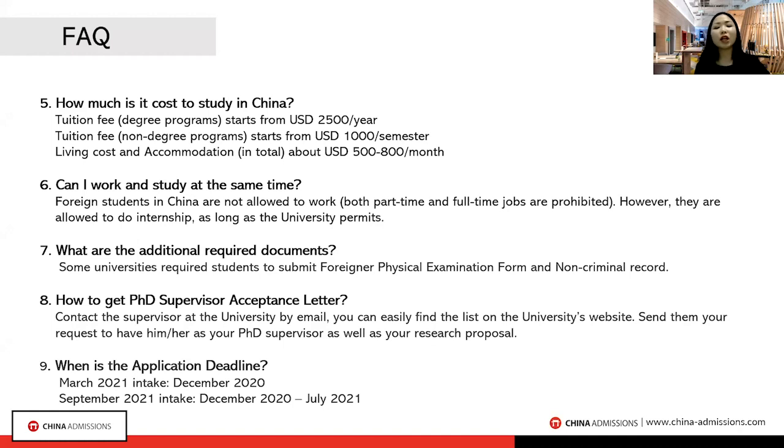And for the living cost and accommodation in total, it will cost you about 500 to 800 US dollars per month. Again, it depends on the location where you live. If you choose to study in Beijing or Shanghai, of course, the cost would be higher than if you're studying in Ningbo or Suzhou.